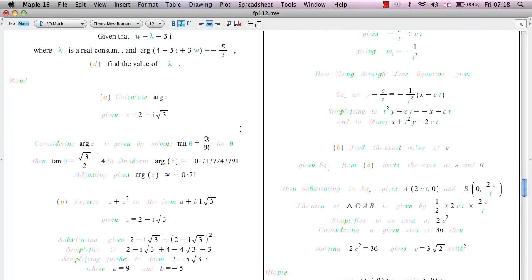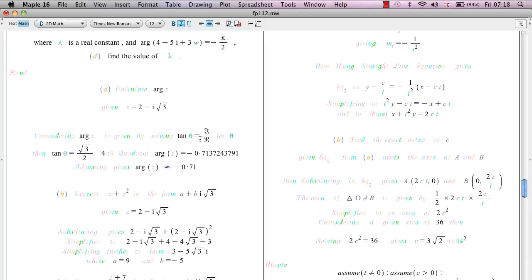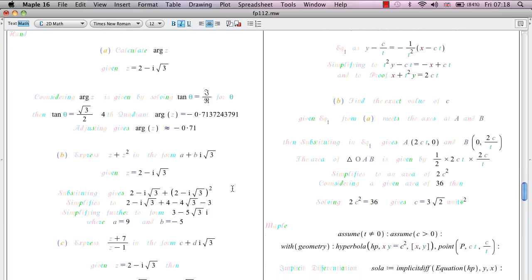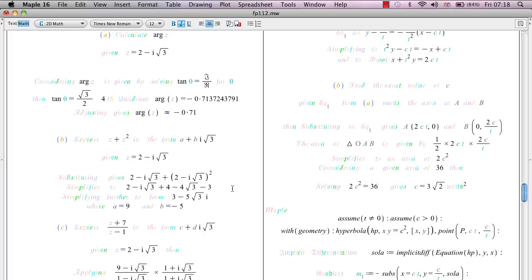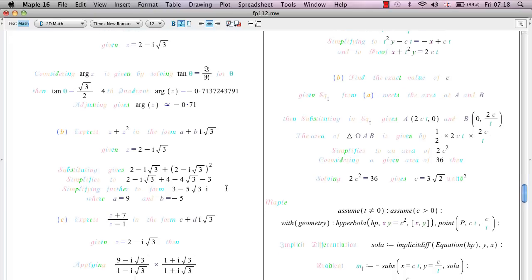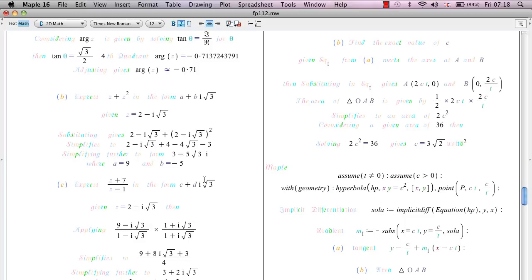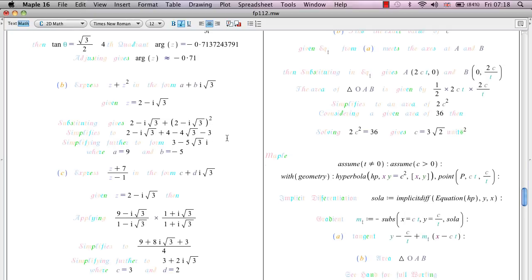So for part A, tan theta is imaginary over real. So tan theta is root 3 over 2 in the fourth quadrant, giving minus 0.71. So for z plus z squared in B, using the complex number given, it simplifies, and we can read off that A is 3 and B is minus 5.